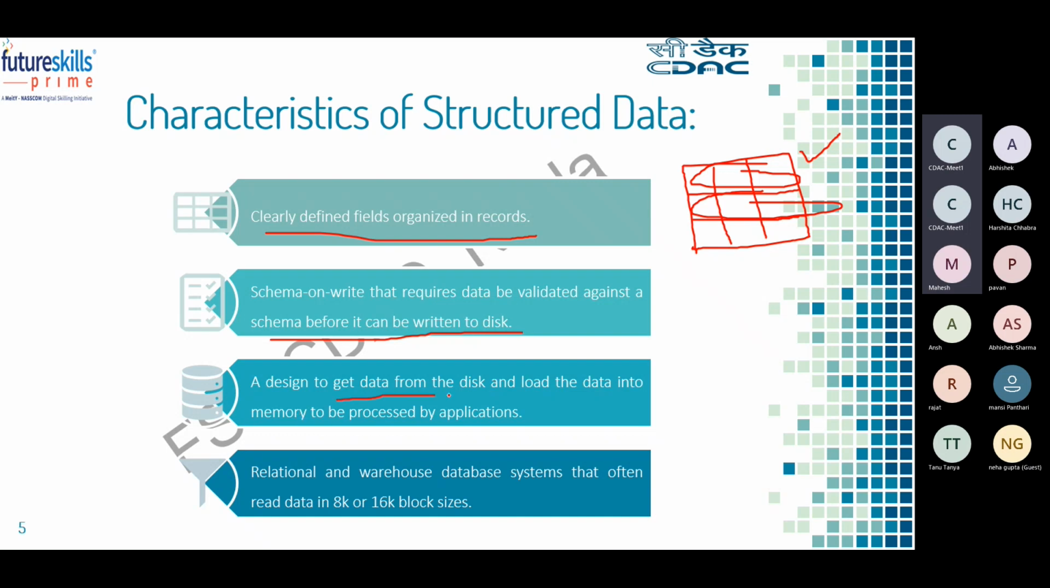Another thing: a design to get data from the disk and load the data into memory to be processed by the application. Basically what happens, we have CPU. Then we have RAM. Consider this R as a RAM. Then we have hard disk. Don't judge my drawings, just try to understand it. If I want to do any processing, CPU will do it in RAM, right? And does RAM store data permanently or temporarily? RAM stores temporarily.